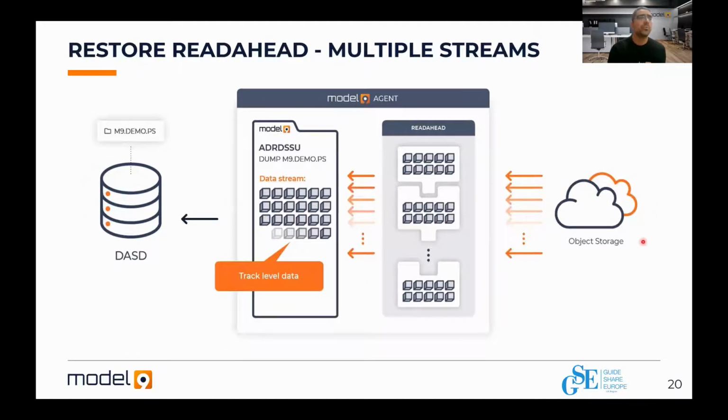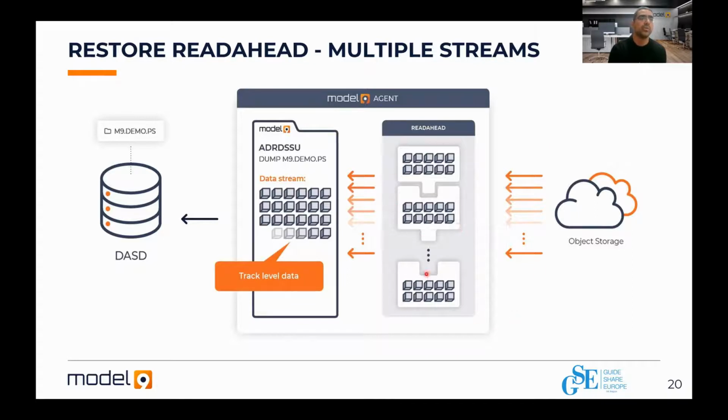So the same goes for restore. Even restoring something, let's say you archived an important data set and you need to automatically recall it back to the mainframe, Model 9 obviously fully supports that. What happens really is a DFDSS job starts in order to bring back the data. And we use a read-ahead mechanism to bring back that data from object storage, again, in parallel. So bringing back multiple chunks into the Model 9 address space and feeding them to DFDSS.